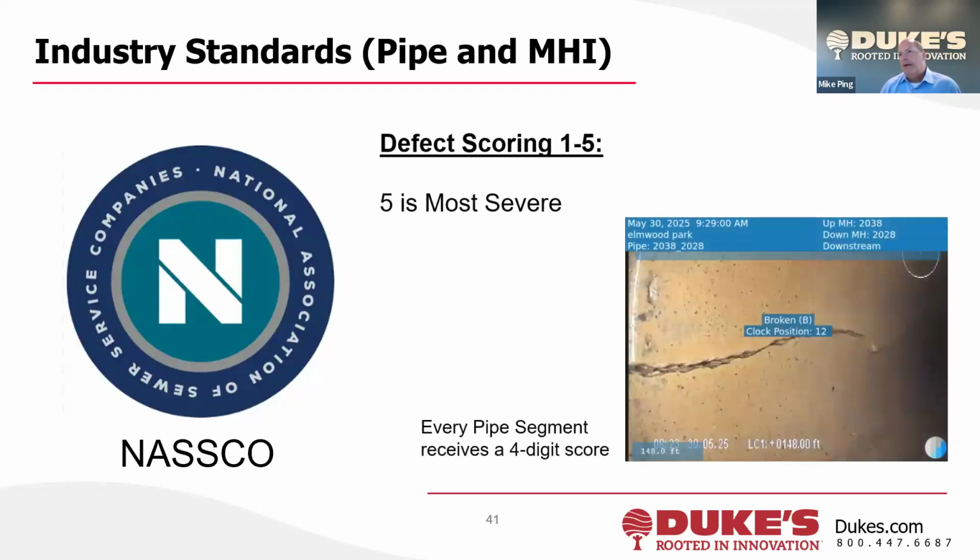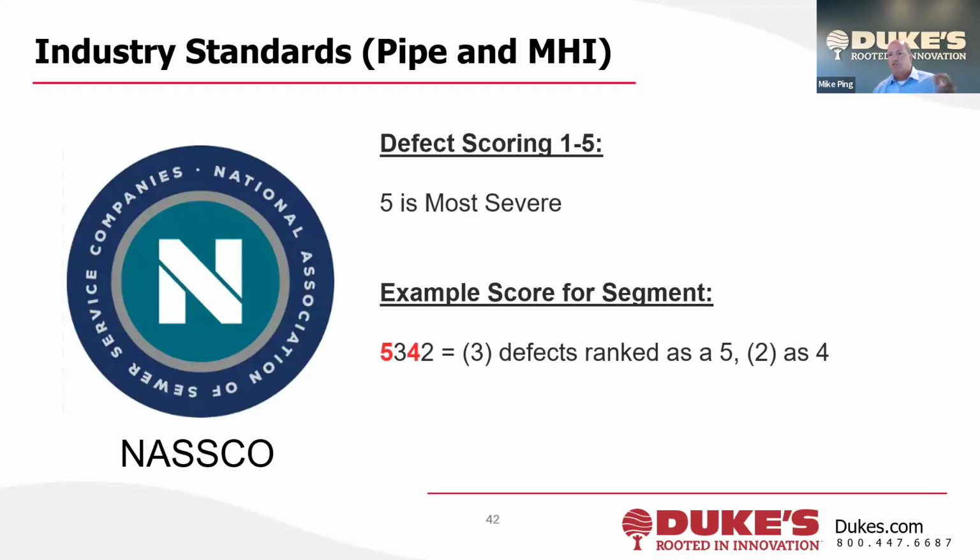So a big part of that, just to hit one highlight of many here, is coding defects, right? I mean, cameras are looking at pipe, they're looking for issues. Here's one example. The scoring system is 1 to 5. 5 is the most severe. So you can see a photo clipped out from a video. And every pipe segment receives a 4-digit score. So you see the defect, it gets a score of somewhere between 1 and 5, right? And then all those scores are aggregated.